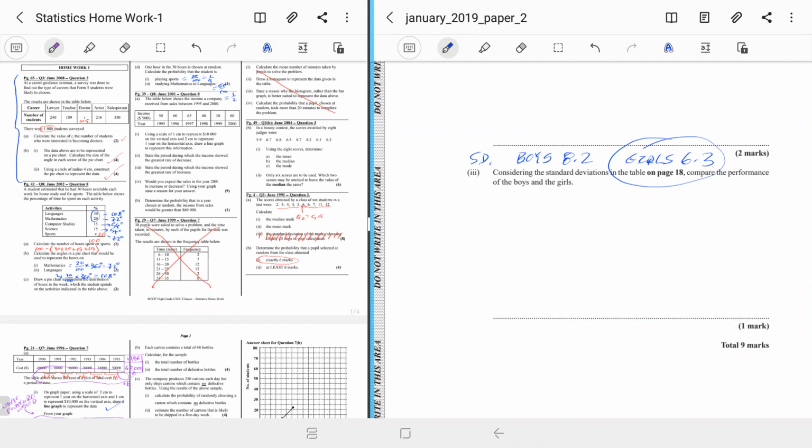But the key thing to say is that the words like widely spread, closely spread, to the mean or from the mean. You have to say from the mean. Standard deviation is about a deviation from the mean. So the mean score of the boys and the mean score of the girls, that's what we're talking about. All the scores of the boys vary from the mean score of the boys. How the scores of the girls vary from the mean score of the girls.